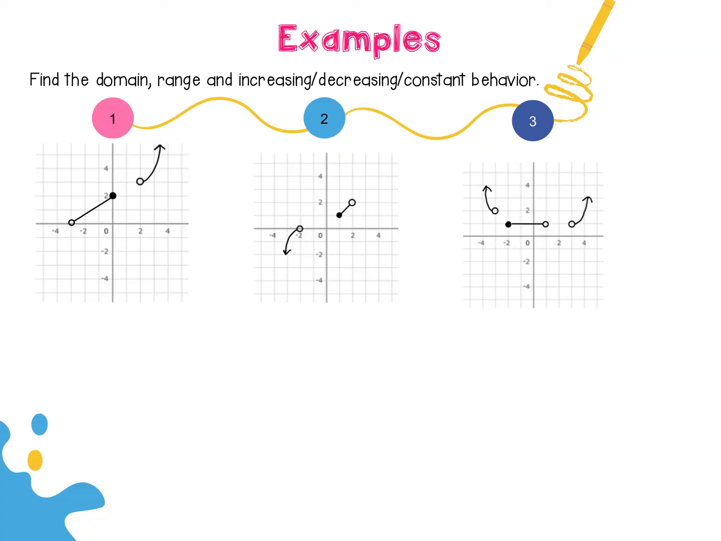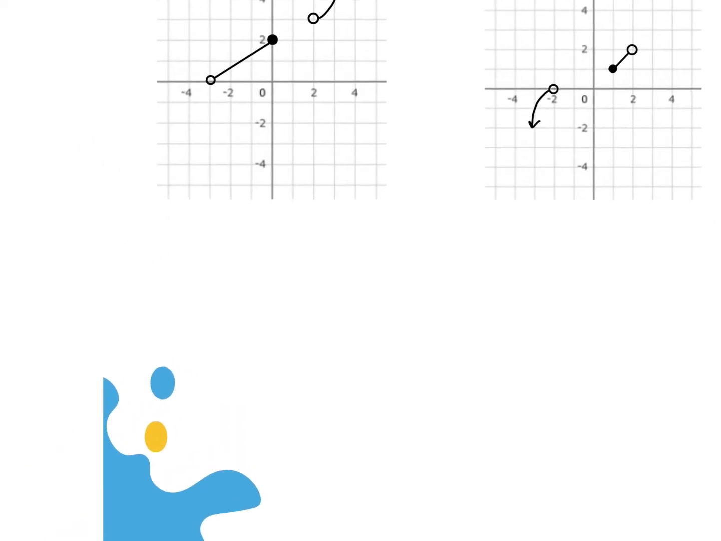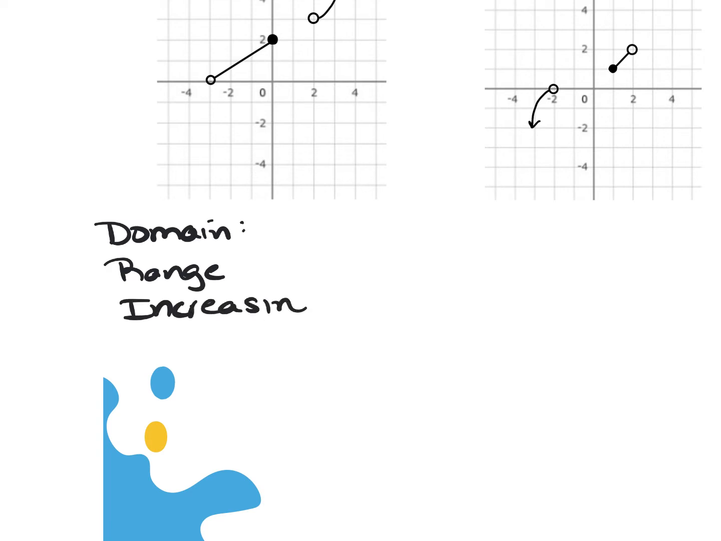So let's go ahead and take a look at our first graph. And again, we're going to be finding domain, range, increasing, decreasing, and constant. So I'm going to go ahead and set this up underneath. I'm going to write the domain, range, increasing, decreasing, and then the constant section.